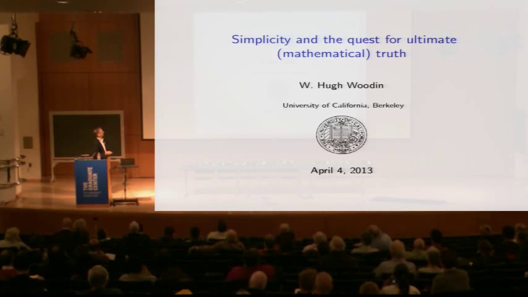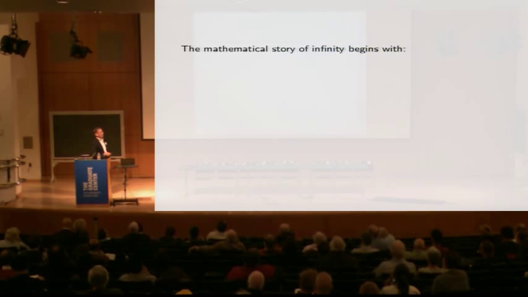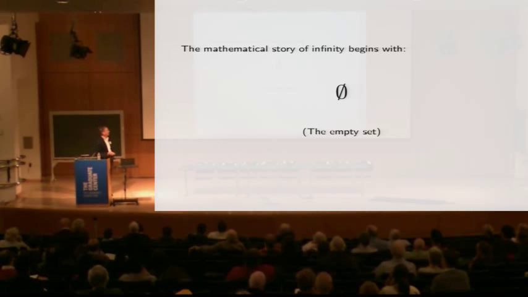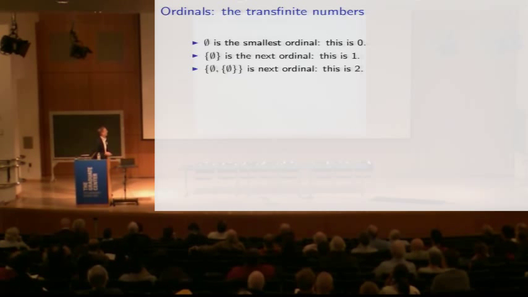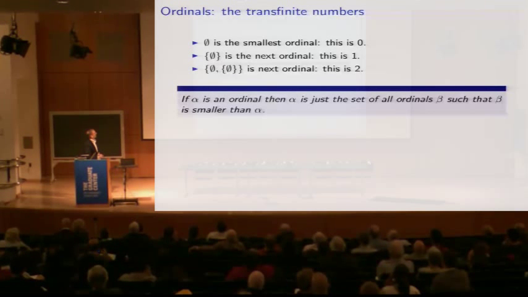All right, so the mathematical story of infinity, that's what set theory is all about, begins modestly with the empty set. Okay? And then we define the transfinite numbers, the ordinals. The empty set is the number 0. The set whose only member is the empty set is the number 1. There's 2. Abstractly, any ordinal is just a set of all ordinals which are smaller than it.